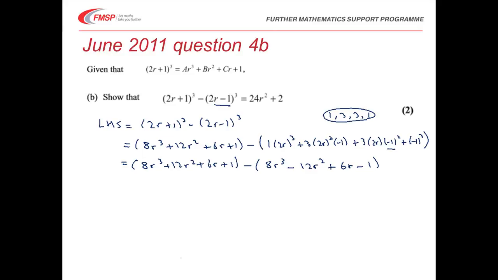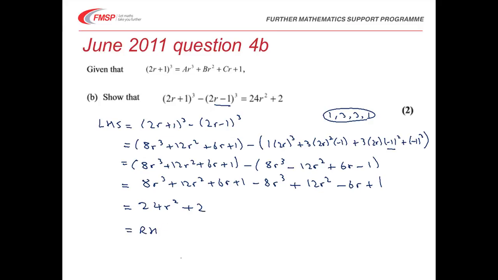So we've shown that this can now be tidied up. If you collect like terms, I'll write it without the brackets to make it clearer. Watch out for double negatives. So we've got minus 8r cubed minus minus 12r squared minus 6r minus minus 1, and we collect like terms and get 24r squared plus 2, which is of course the right hand side.